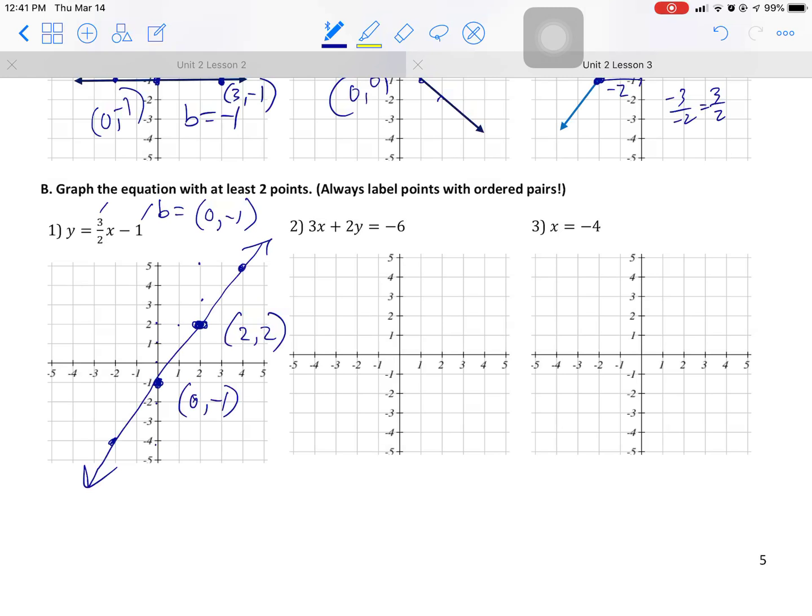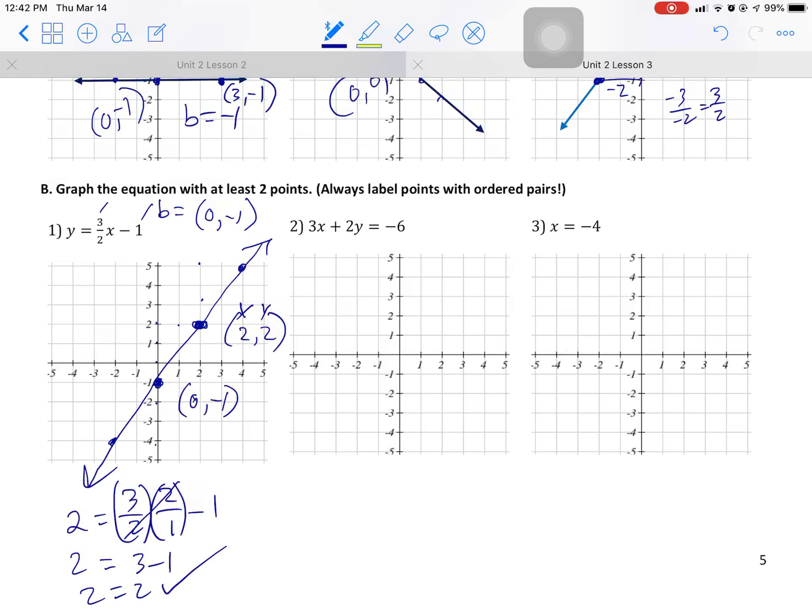If you need to check, I'm saying that x can be 2 and y can be 2. So that means 2 equals 3 over 2 times 2 over 1 minus 1. So this will cross out: 2 equals 3 minus 1, 2 equals 2. Okay, that is correct. This all has to work together.